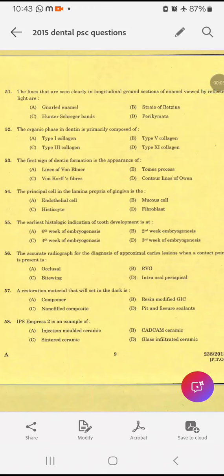Hello, my dear friends. So today we are going to deal with part 2 of this question paper. Okay, category 238 bar 2015. Okay, so question number 51.